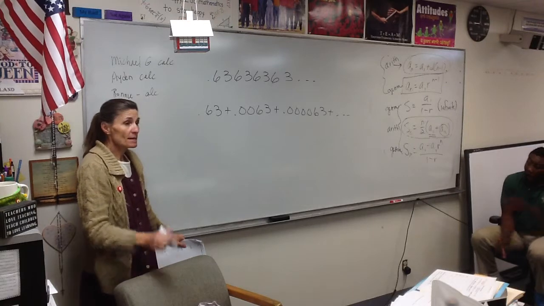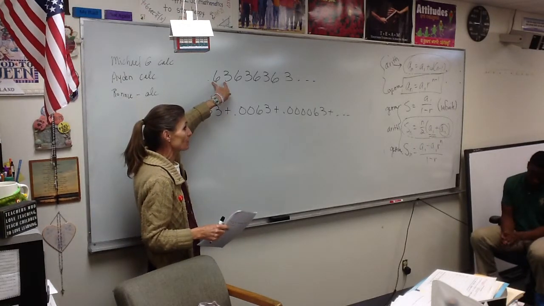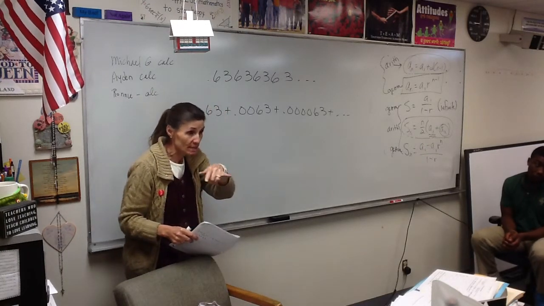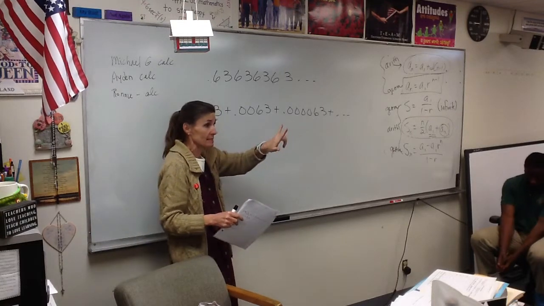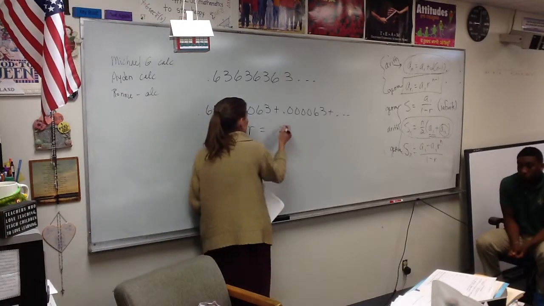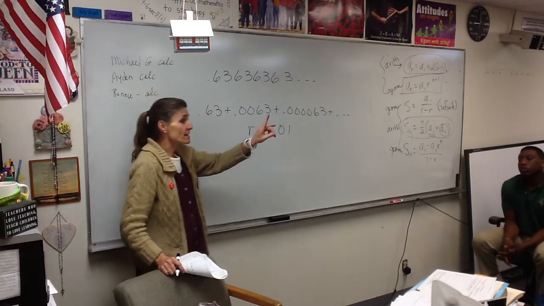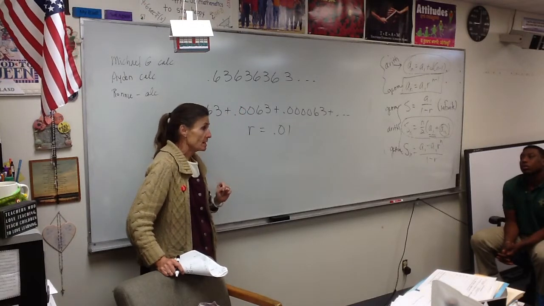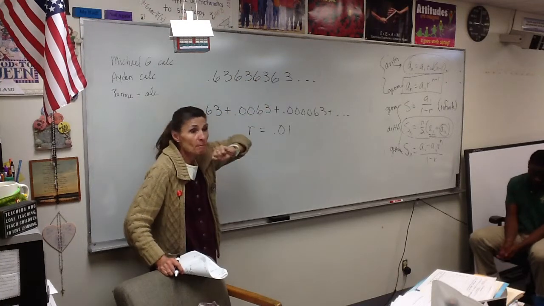This time, because we have two decimal places that are repeating, we're adding two zeros each time, which means we're moving the decimal two places, which means our ratio is 0.01. If you're only moving one place, like our first two examples, it's 0.1. If there are two places repeating, it's going to be 0.01.